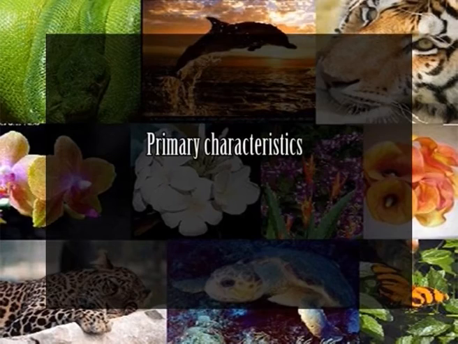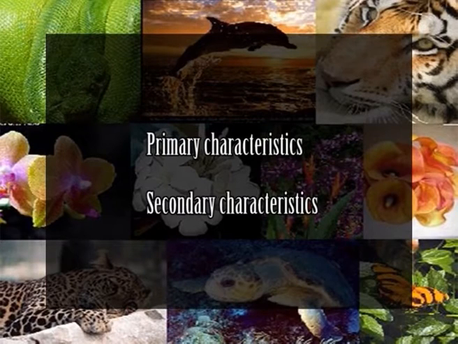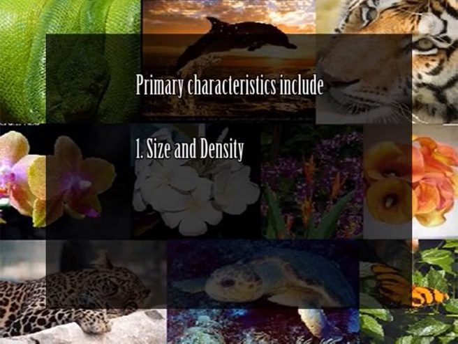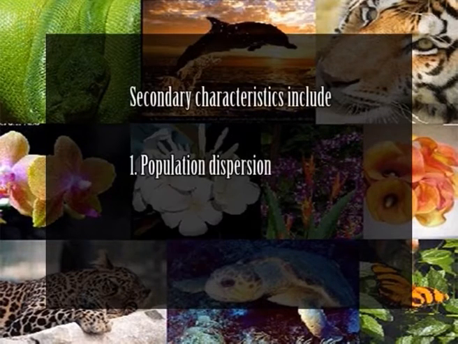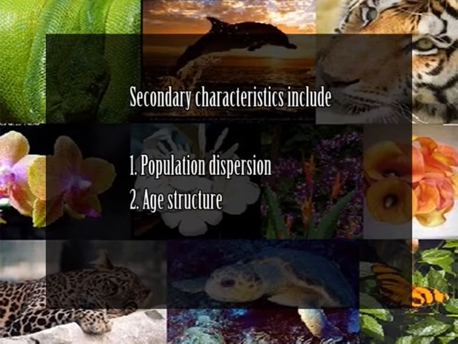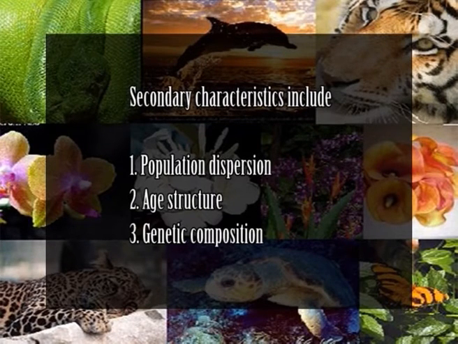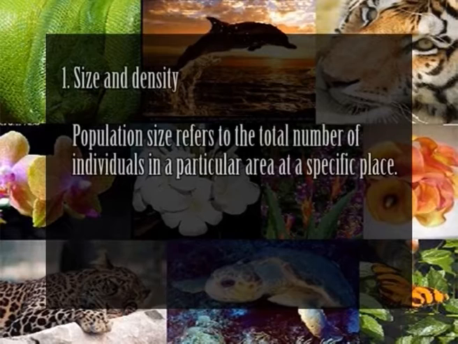In general, two groups of characteristics are recognized. One, primary characteristics, second, secondary characteristics. Primary characteristics include size and density, natality, mortality, immigration and emigration. Secondary characteristics include population dispersion, age structure and genetic composition. Primary characteristics. Now, first is size and density.